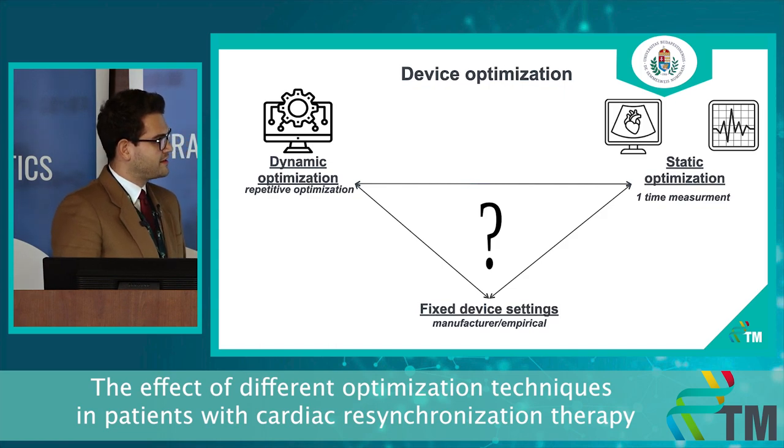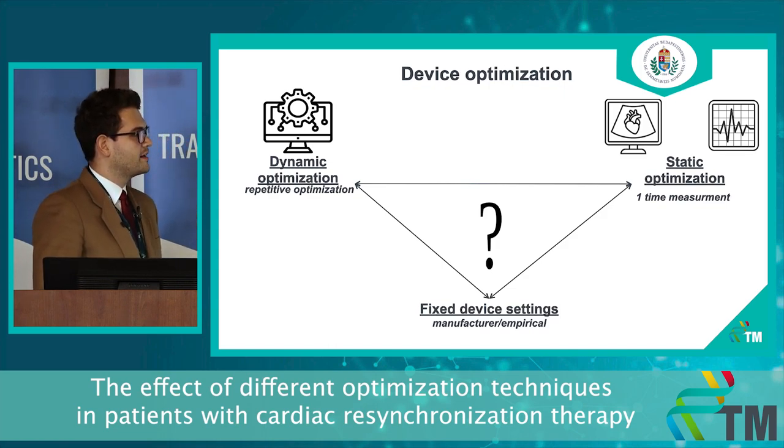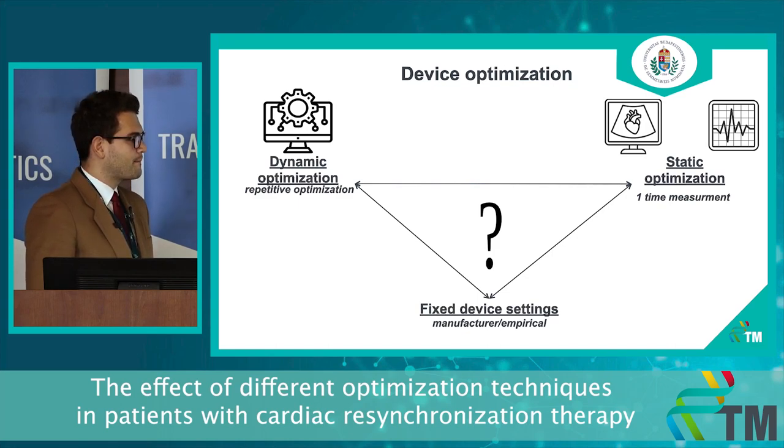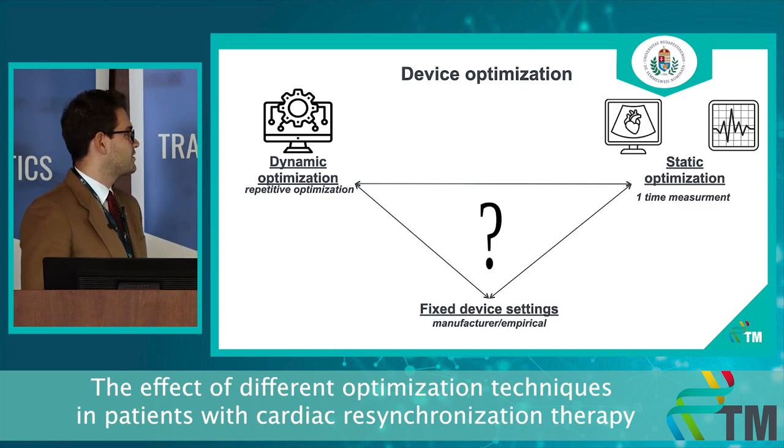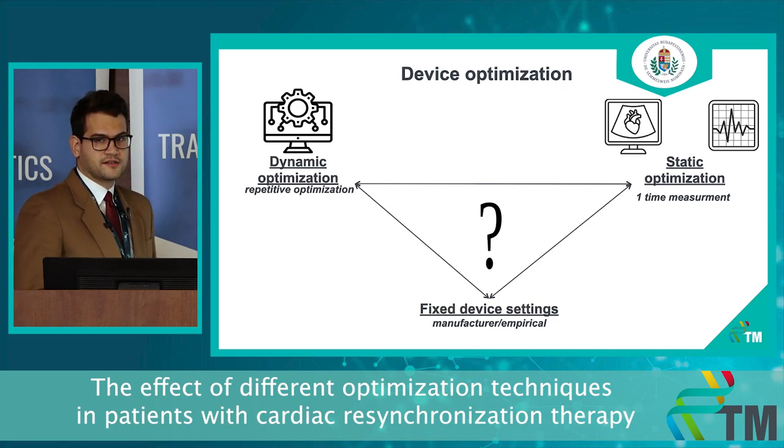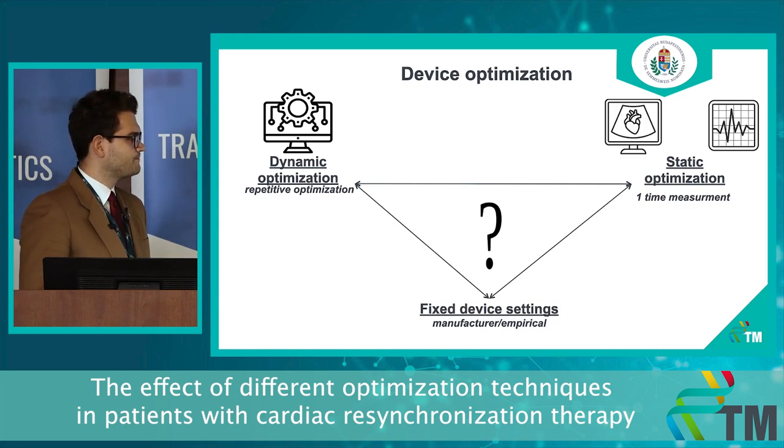On one hand, we have static optimization, which is based mainly on ECG and echocardiography. These techniques use a one-time measurement and apply these values for a long time period. On the other hand, we have dynamic optimization with device algorithms. These algorithms are implanted in our devices, and they continuously measure weekly or even many times a day the optimal intervals, and they adjust the values in different clinical situations, for example, different values at rest and in exercise.